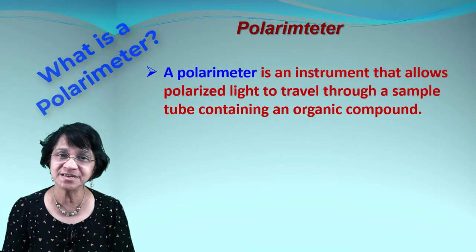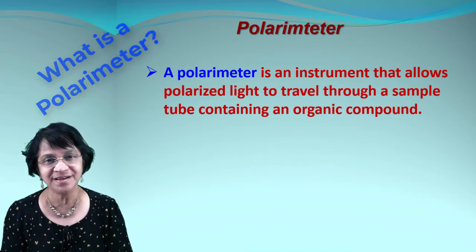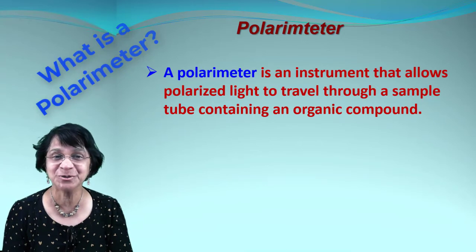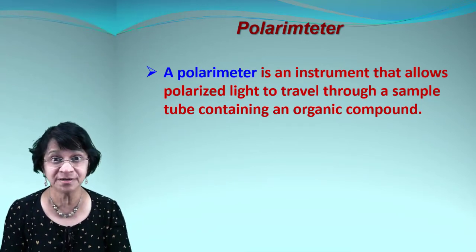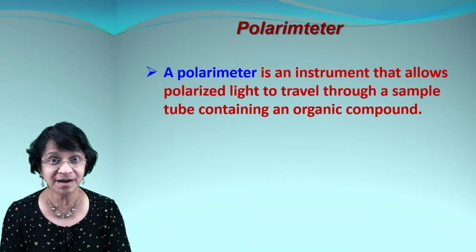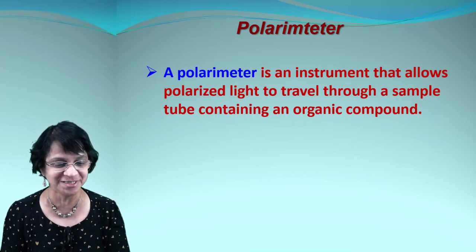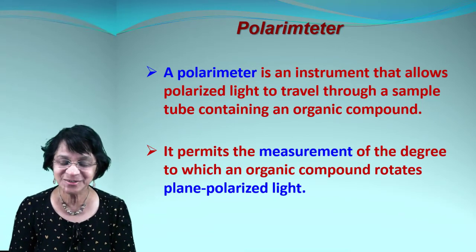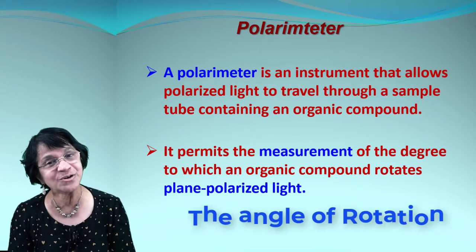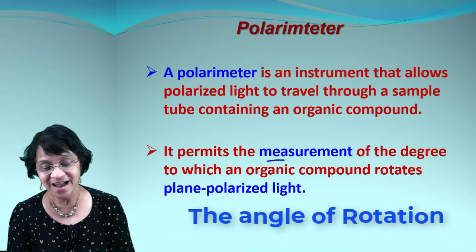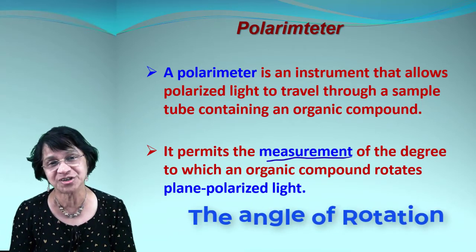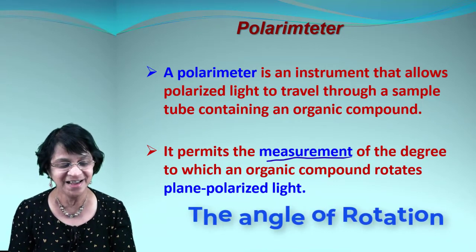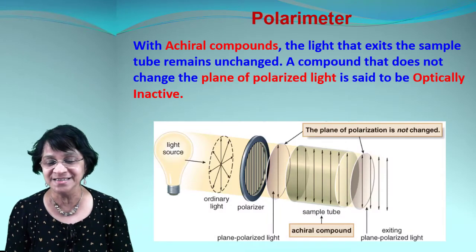So what is a polarimeter? It is an instrument that allows the polarized light to travel, and the sample tube will contain the pure organic compound, the chiral compound which you and I synthesized together. The second thing to keep in mind is that the polarimeter also gives you the measurement of the degree by which the plane polarized light is bent or tilted. Let's look at the figure to make it easy.